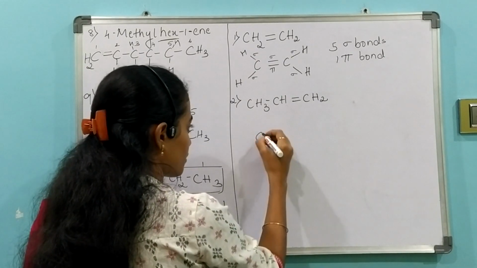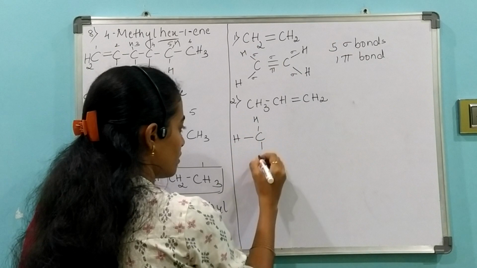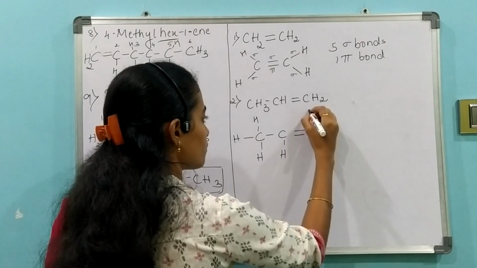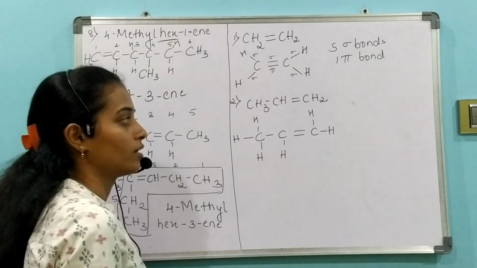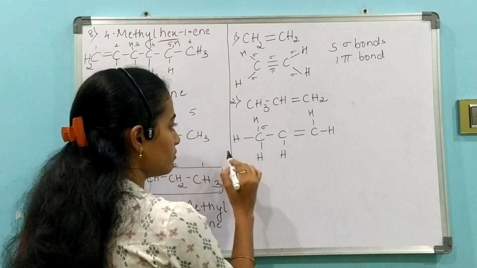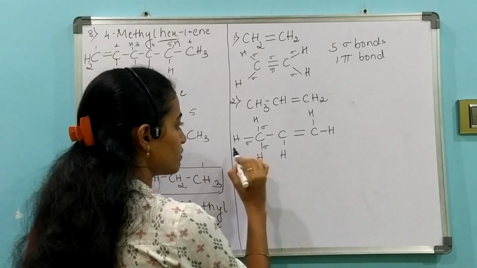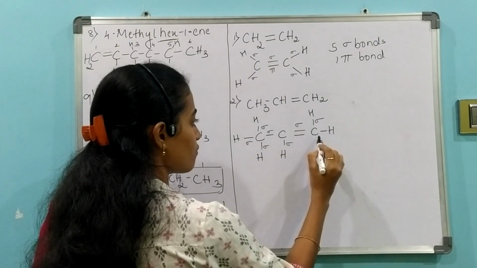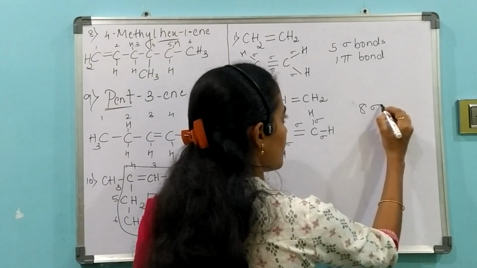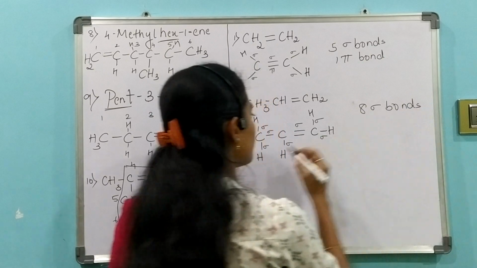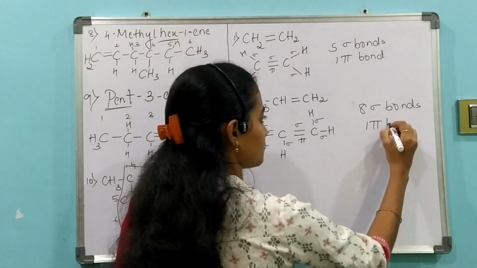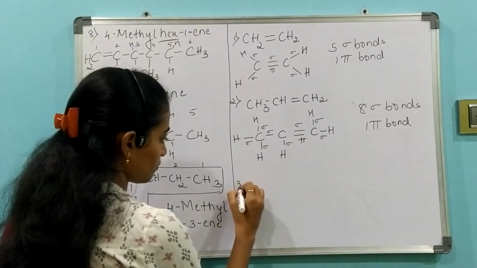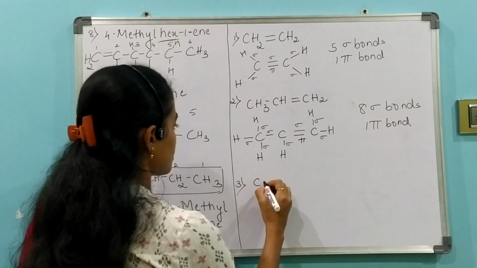First write the expanded form of it. CH3, carbon with single hydrogen, double bond carbon with 2 hydrogens. Now start counting the sigma bond. Here you have 1, 2, 3, 4, 5, 6, 7, 8. So you have total 8 sigma bonds and 1 pi bond. You have 8 sigma bond and 1 pi bond. Go for the next example.